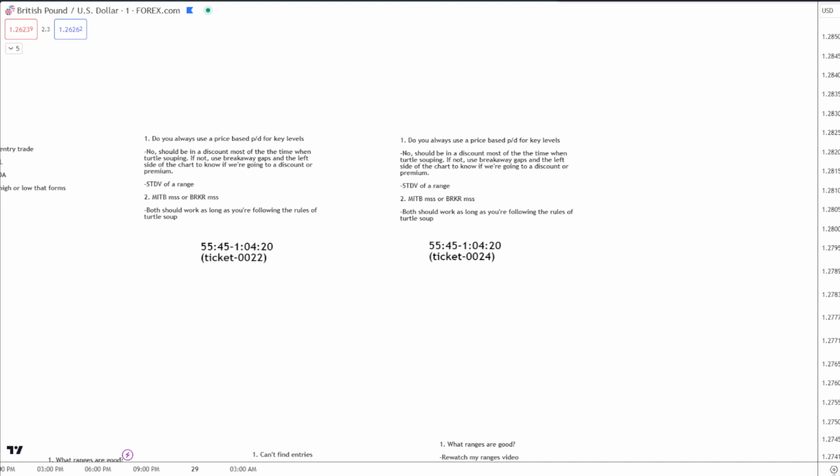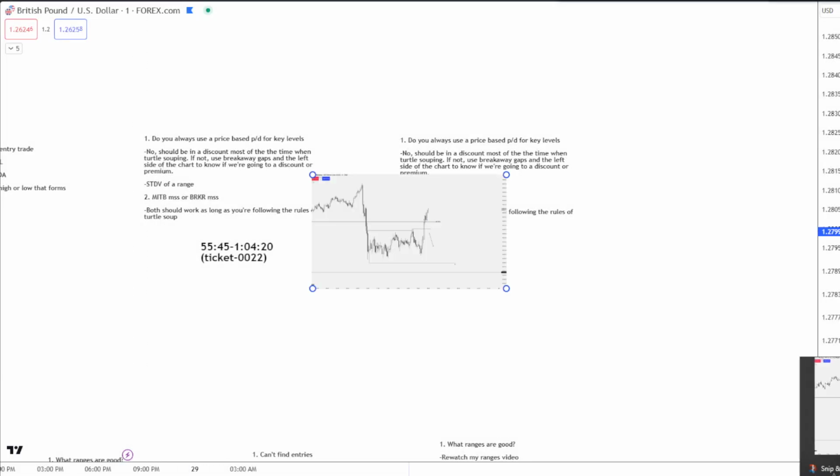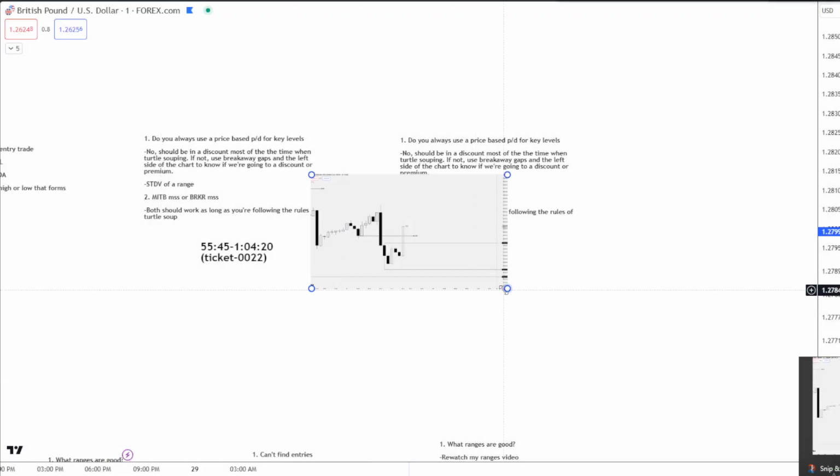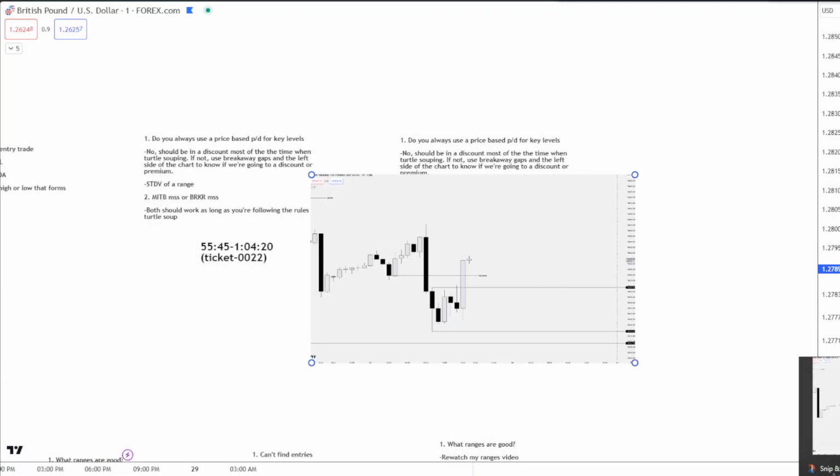Next question, ticket 24. Got stopped out thinking this was a turtle soup. Was trying to follow the order flow, but it just retraced on the higher time frame. Higher time frame. I think this is my solution, but I'd like to hear what you have to say. Yes, this looks like a pretty good solution.